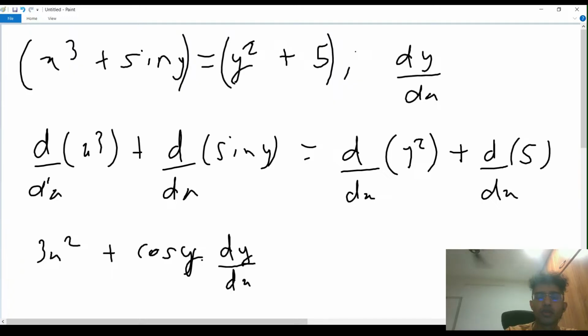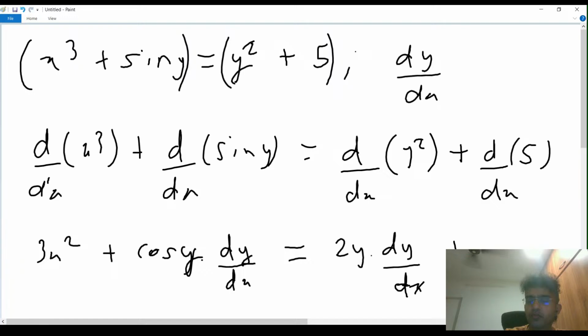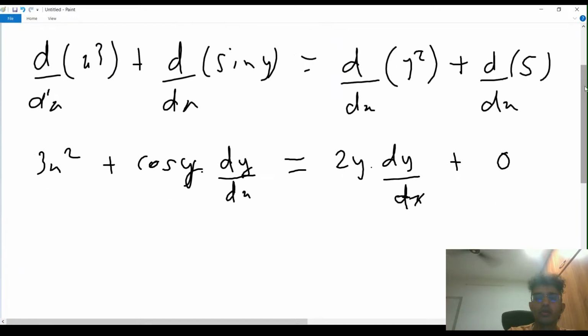You compute the d by dx of sine y first. So d sine y by dy into dy by dx. So cos y into dy by dx, okay, equals d by dx of y square is again 2y into dy by dx, plus d by dx of 5 is 0, right? So this becomes 0.